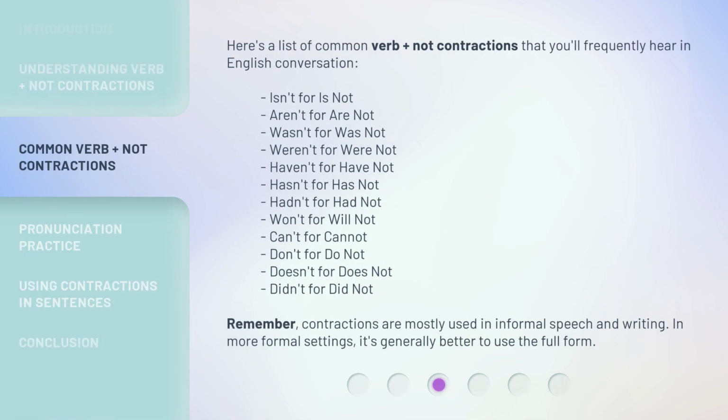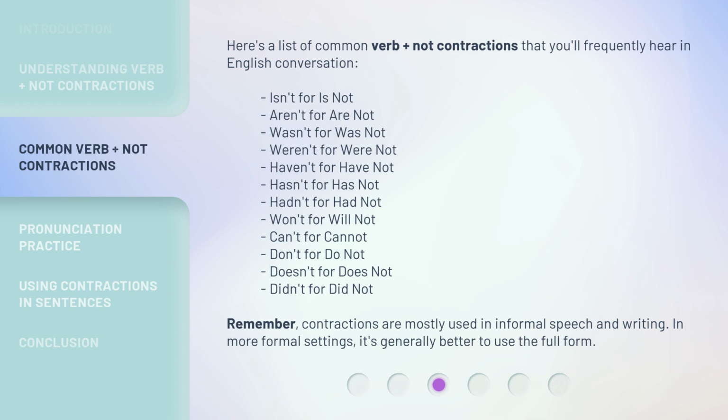Here's a list of common verb plus not contractions that you'll frequently hear in English conversation. Isn't for is not. Aren't for are not. Wasn't for was not. Weren't for were not. Haven't for have not. Hasn't for has not. Hadn't for had not. Won't for will not. Can't for cannot. Don't for do not. Doesn't for does not. Didn't for did not.